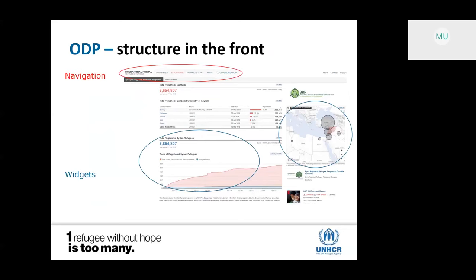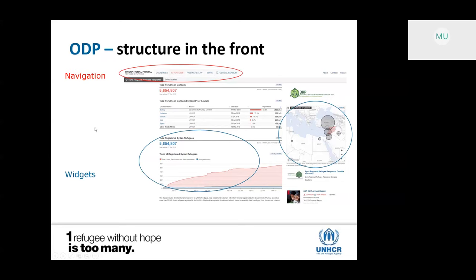Delving a little bit more into the structure in the front, we have a navigation panel that is present everywhere on the portal. So you can basically go back to these entry points wherever you wish to do so. Under this, we have a sub-navigation where you either have access or see the name of the situation you're currently browsing, or the name of the country page if you are browsing a country view.